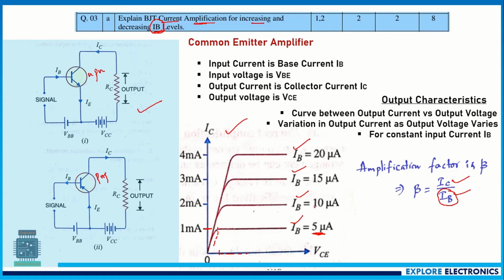Similarly, you need to explain, suppose you keep IB equal to 10 microamperes at the input side, if VCE increases further up to this point, IC increases and then it becomes constant. Like this you need to explain, and also you can write that beta may range from 50 to 200. Beta will always be greater than 1. You need to explain these things since it is an amplification factor.